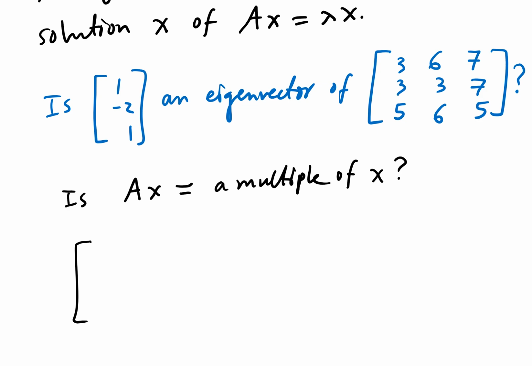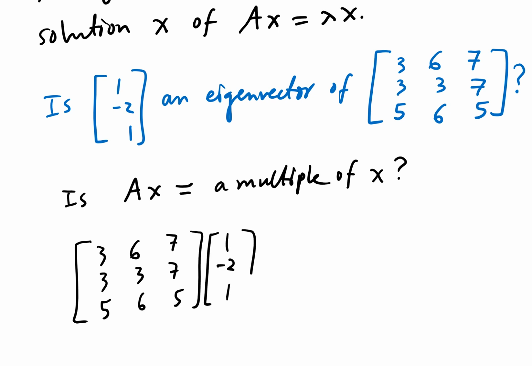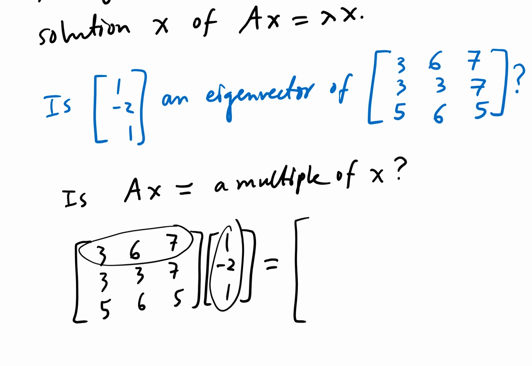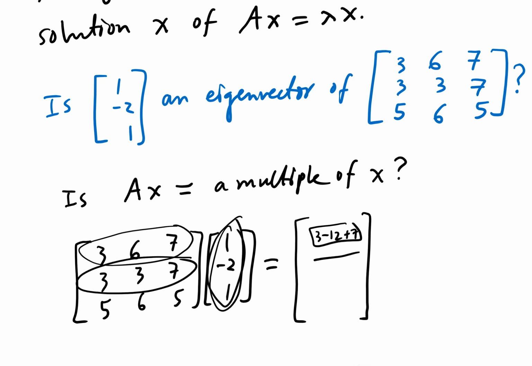Well, let's see. I'm going to take matrix A and multiply by 1, negative 2, 1. What do I get? To multiply this, you multiply row by column. 3 times 1, 3. 6 by 2, minus 12. 7 by 1, 7. Row by this column. 3 by 1, 3. 3 by 2, minus 6. 7 by 1, 7. Next one. Row by column. 5 by 1, 5. 6 by 2, 12. And 5 by 1, 5.